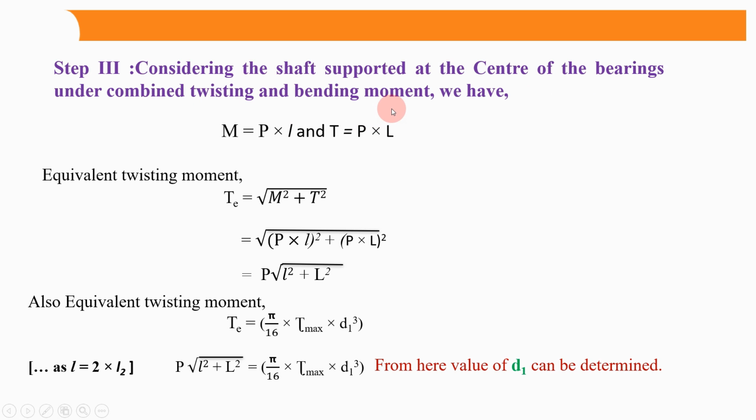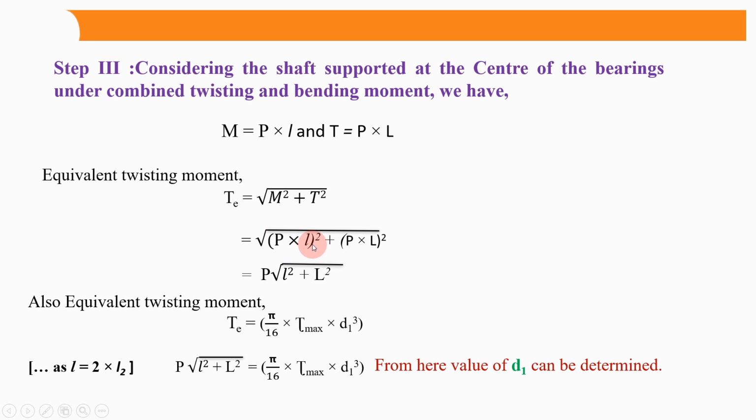Combined twisting and bending moment. Then we have capital M is equal to P into small l, and capital T is equal to P into capital L. Now the equivalent twisting moment Te is equal to under root of capital M square plus T square. So we need to put this value of M and T here.